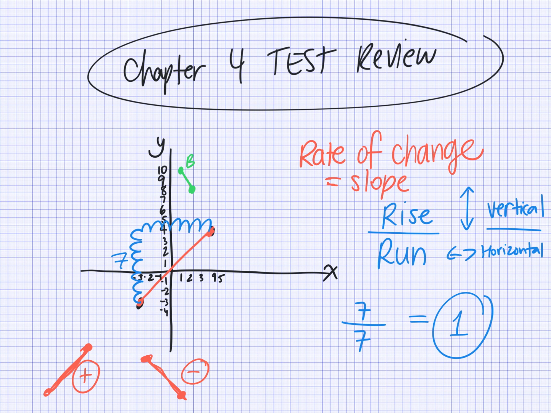Negative. And let's count. Down 2 over 1, but we know it has to be negative because the line is falling to the right. So for line B, we would say the slope is equal to -2. This is line A. The slope was equal to +1. Okay, so you have to know the difference between the positive and the negative.